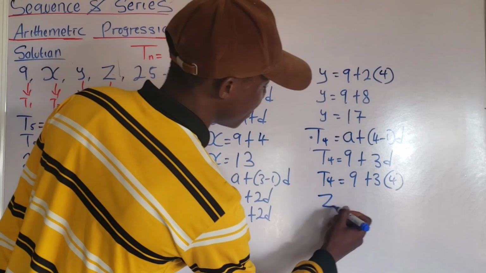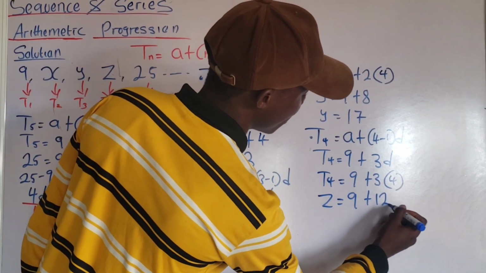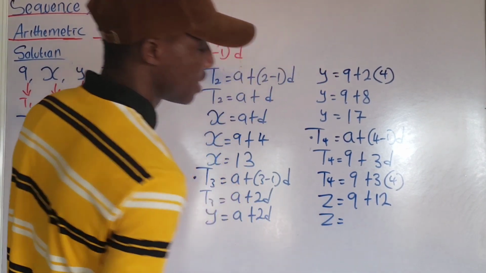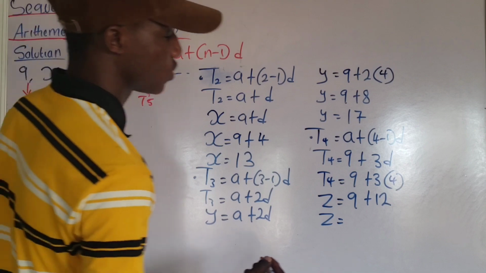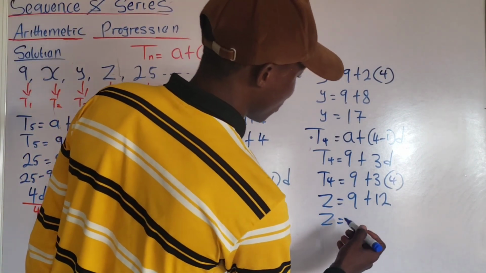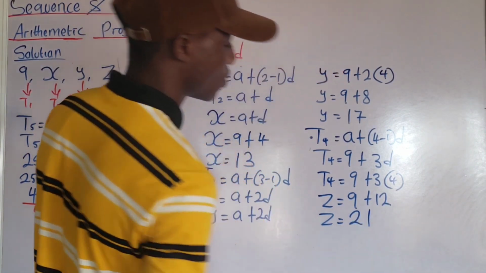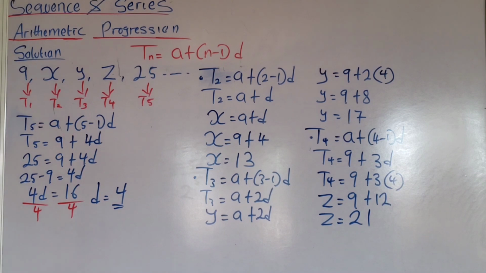So I'm going to have Z is equals to 9 plus 12. Okay? So Z is equals to 9 plus 12 will give us 21. You understand? So I'm going to have here Z is equals to 21. Okay? Now, we have gotten the value of X, Y, and Z.